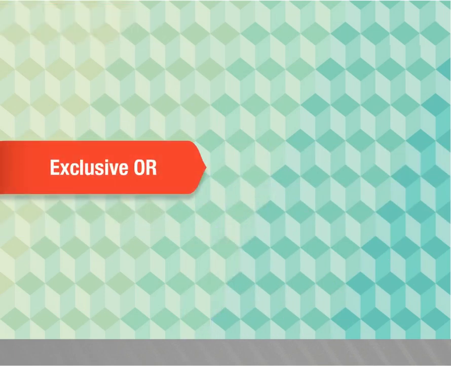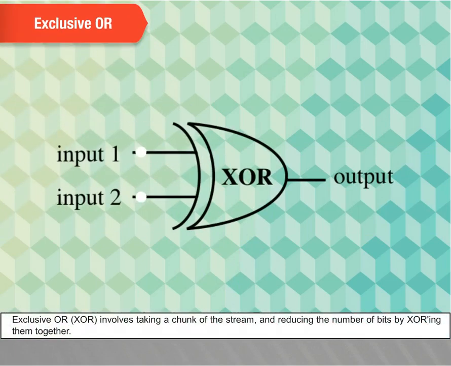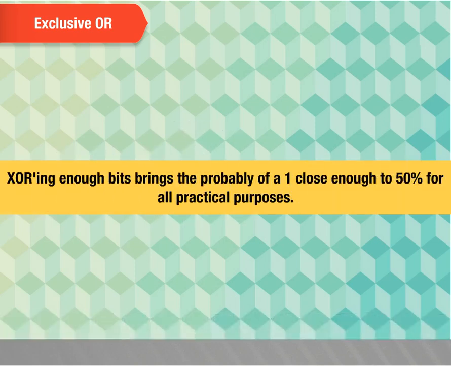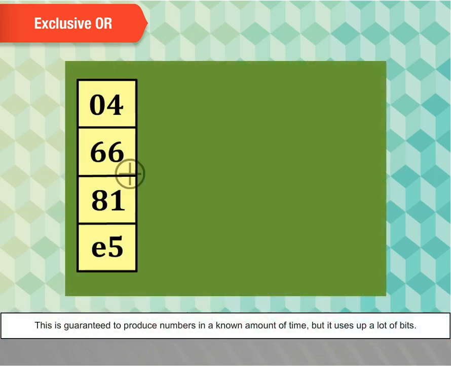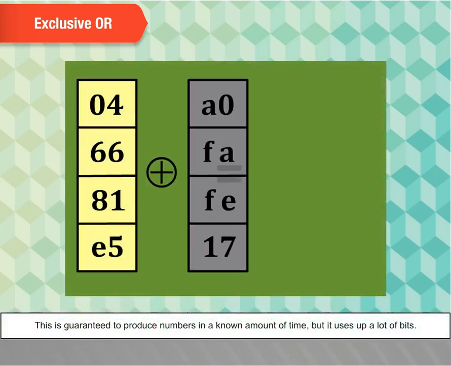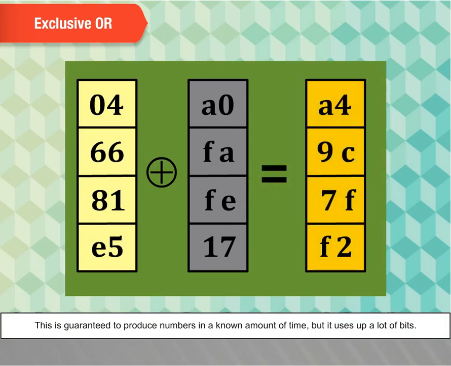Exclusive OR, that is XOR, involves taking a chunk of the stream and reducing the number of bits by XORing them together. XORing enough bits brings the probability of a 1 close enough to 50% for all practical purposes. This is guaranteed to produce numbers in a known amount of time, but it uses up a lot of bits.